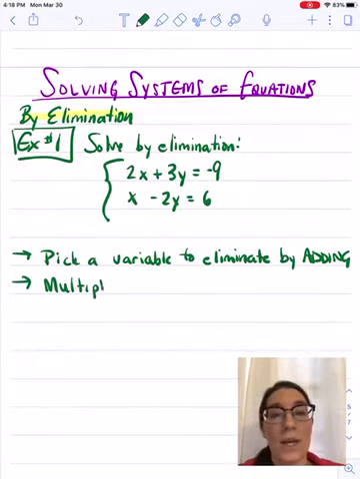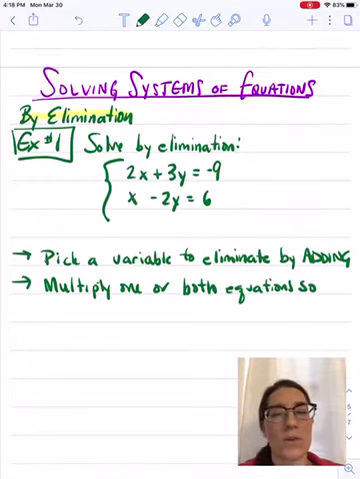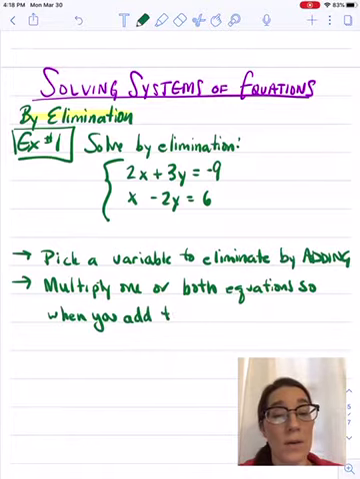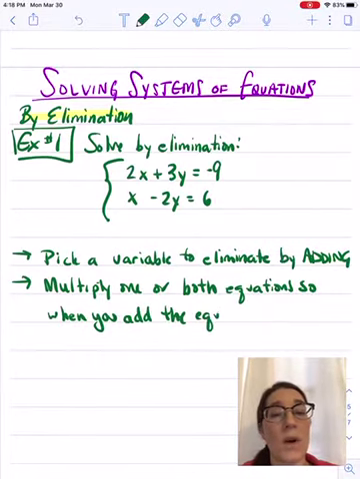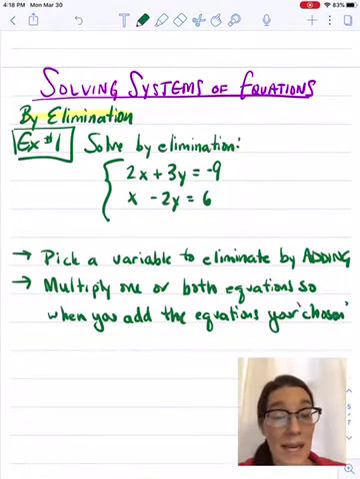So when we eliminate, remember we went through the process by adding equations. When we add variables, in order to eliminate them, they have to be opposite signs. So if we ever have to multiply one or both equations, we want to make sure that the variables are opposite signs for the particular variable we're trying to eliminate.